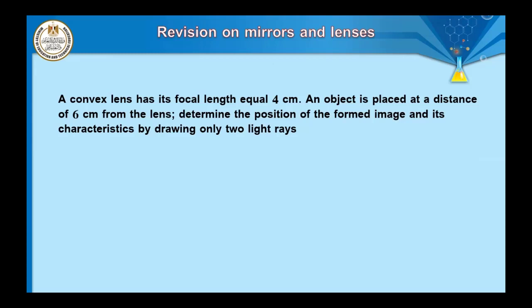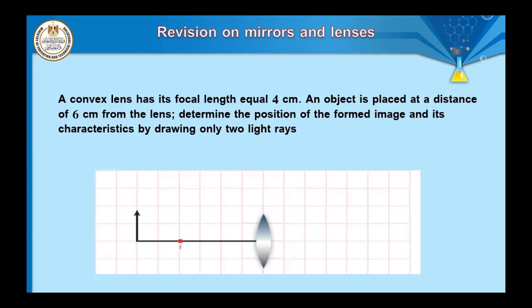A convex lens has its focal length equal to 4 cm. An object is placed at a distance of 6 cm from the lens. Determine the position of the formed image and its properties by drawing only two light rays. The focal length equals 4 centimeters. The object is placed at a distance of 6. This means that the object is between the focus and double the focal length.